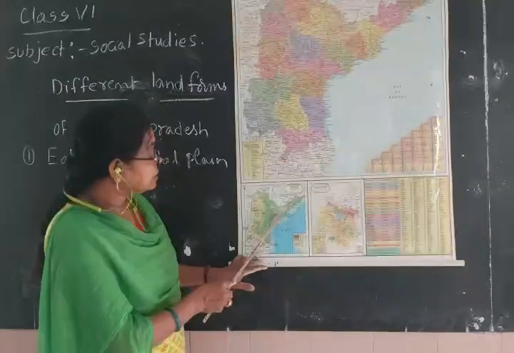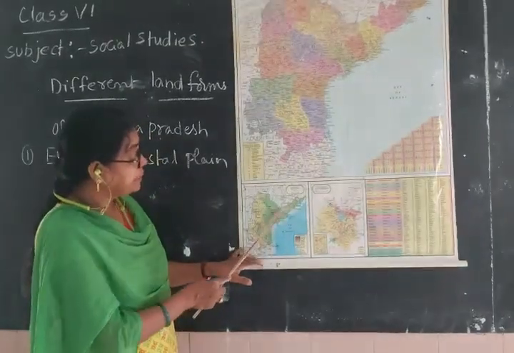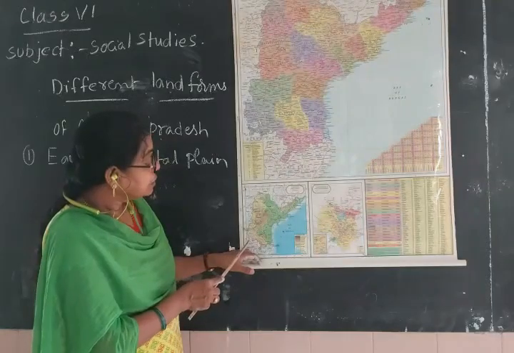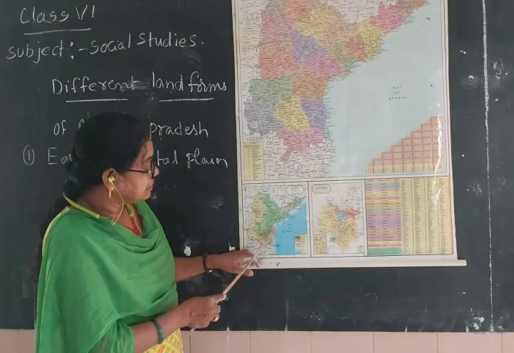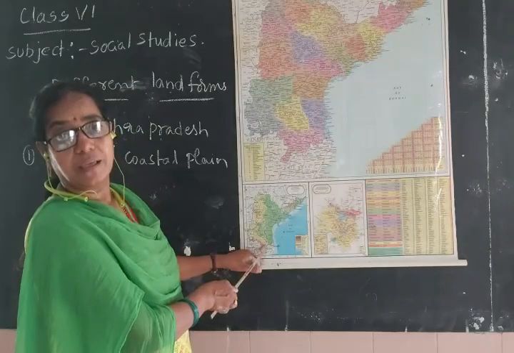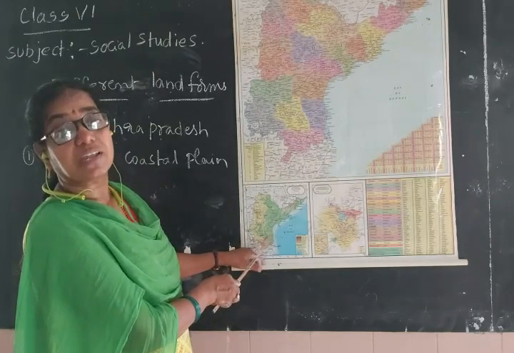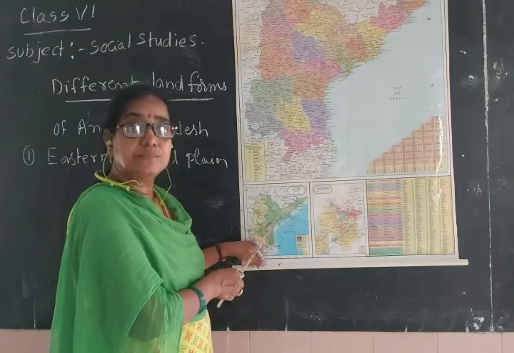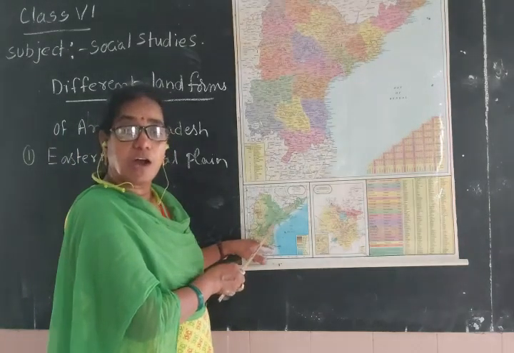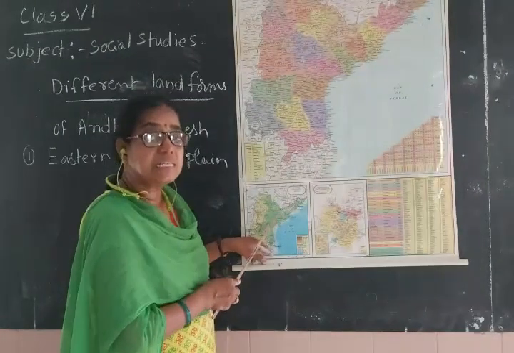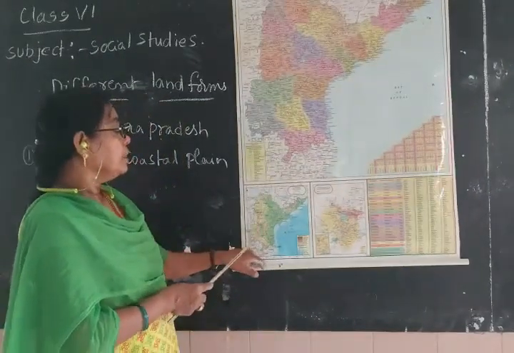What is the importance of this plain? This plain is very fertile. Why? Because the Godavari river, Krishna river and Penna river, these three rivers are flowing and made this land fertile. Because of the rivers only, this land is becoming fertile, water is available and crops are grown very well in this region.